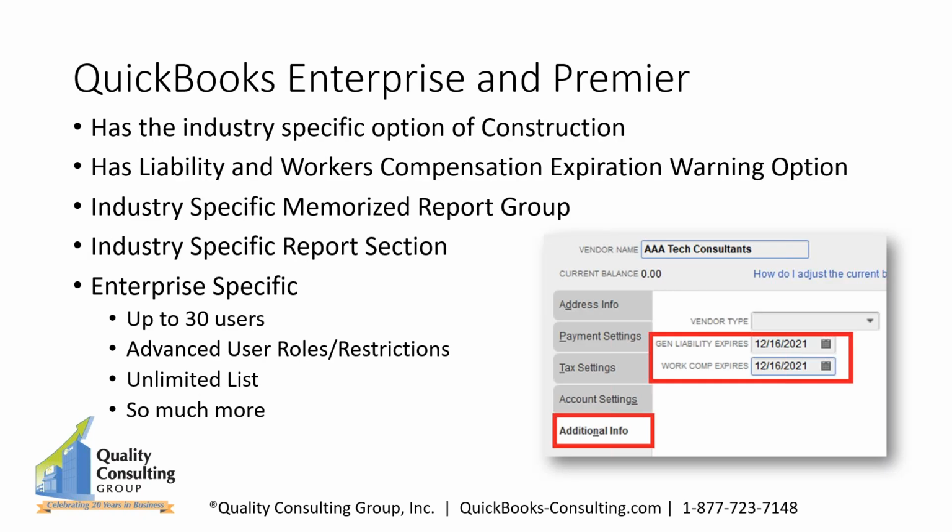Now, going into the Premier and Enterprise, it does have the industry-specific option of construction, which once you install the product and open it the first time, that's when you get to select your edition. So the construction-specific edition does have the liability and workers' compensation expiration warning option, and you can see in this image here that in a vendor, under the additional info tab, it does have both of those expiration dates. And what's great about that is that if you try and enter a bill in after those expiration dates, it'll flag you, it'll warn you saying that you're entering a bill in after they're expired. So that's a great feature for you.